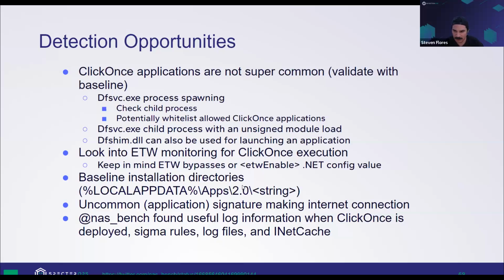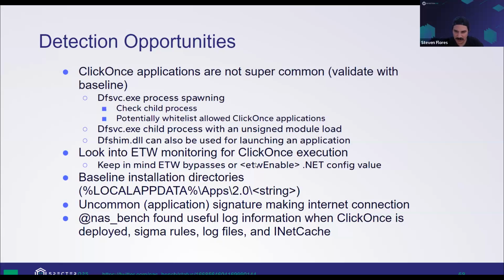ETW monitoring for ClickOnce deployment is another opportunity. There are some potential bypasses that exist out there. Some are public, some are not public. You can also add the ETW enable flag to the .NET config. That might be able to circumvent some of the monitoring that would be in place. So just something to be aware of.